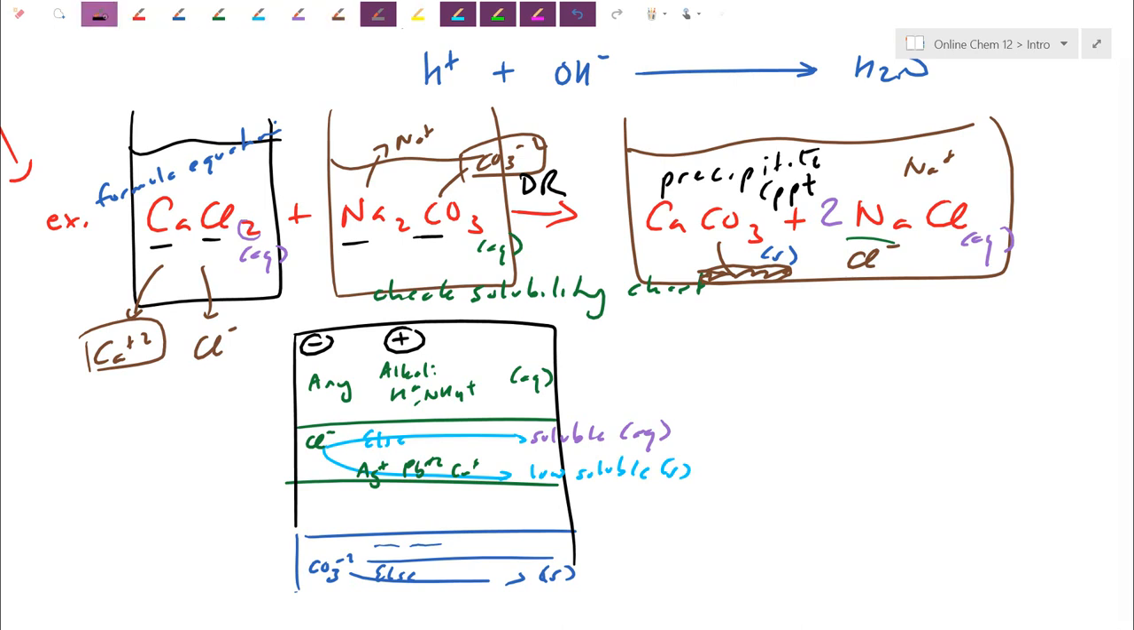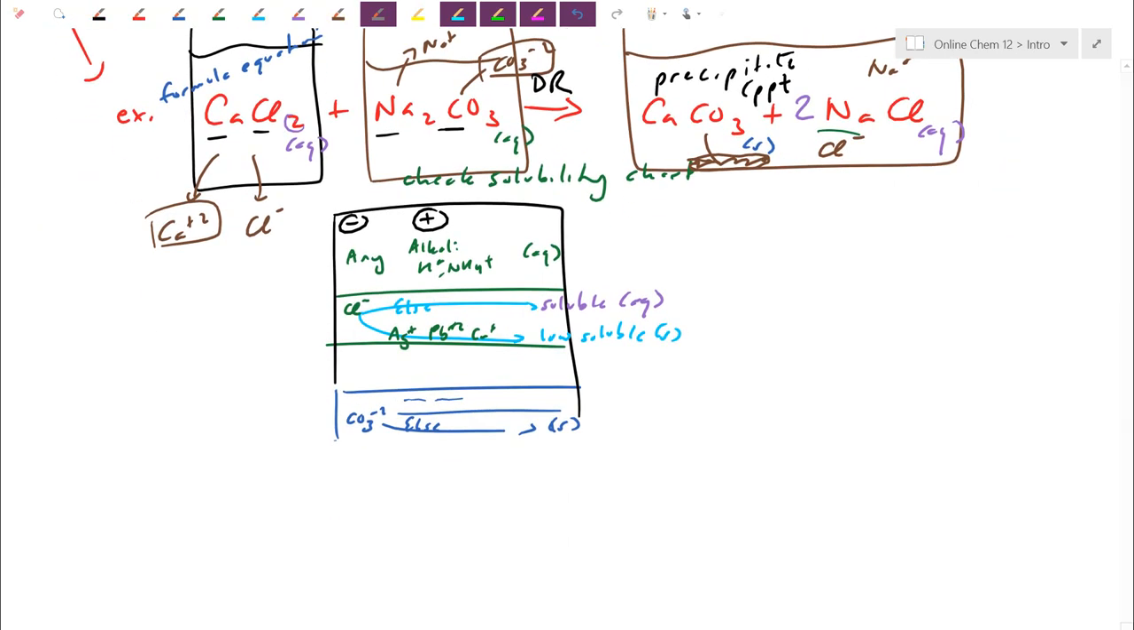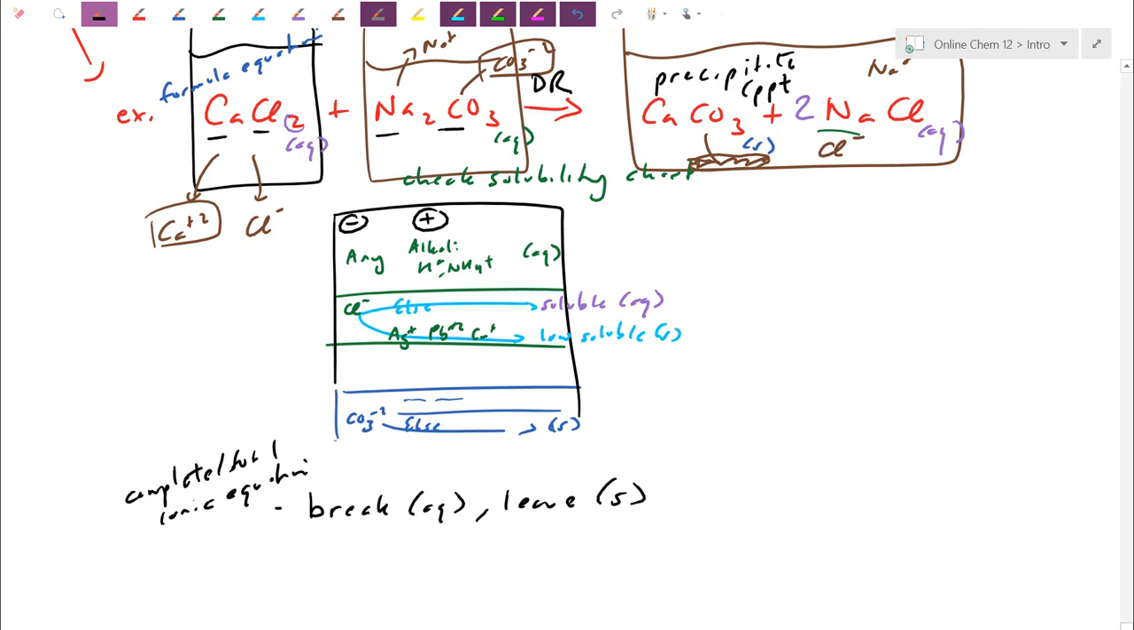So just for completeness sake here, what I'm going to do, I'm going to write for you in this example something called a complete or a total ionic equation. We only do this when asked for it. And basically what you're going to do is you're going to dissociate. I want you to break up anything that you've labeled as aqueous, but I want you to leave behind anything that's solid. Later on, we leave behind what's liquid as well.